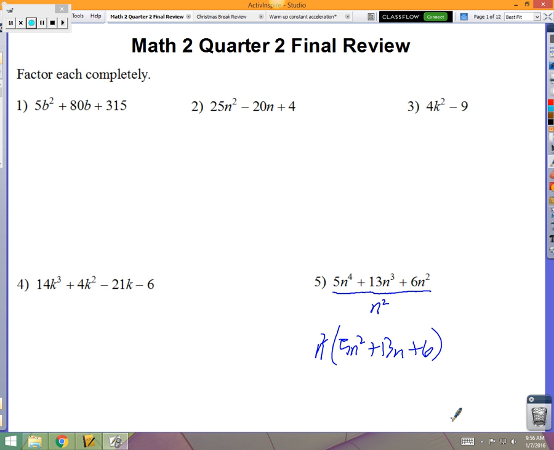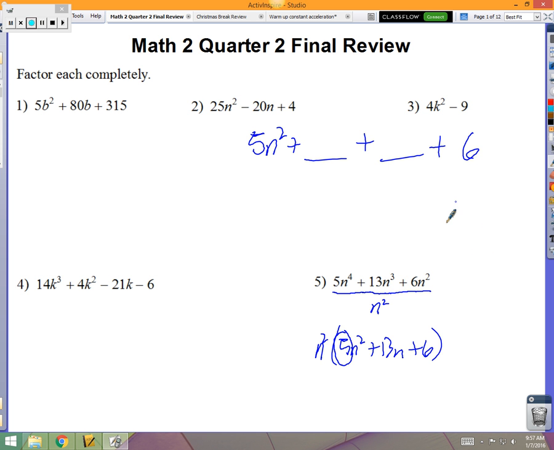Okay, now that's as far as you can shrink it down. Your a this time, so number 1, after you divided everything by 5, your a was 1. This time your a is not 1, but it's not a special case like 2 and 3. It's not a perfect square. So if your a is not 1 and it's not a special case, you need to change this trinomial, these 3 pieces, turn them into 4 pieces. So you're going to go 5n squared plus blank plus 6.